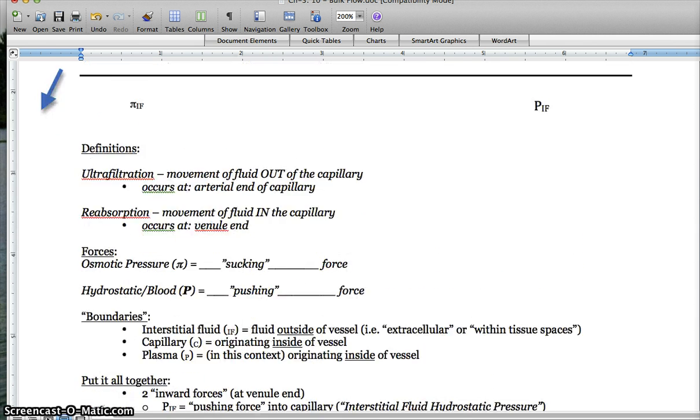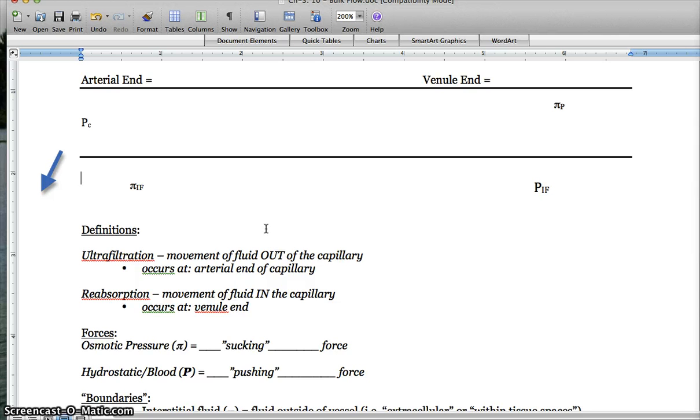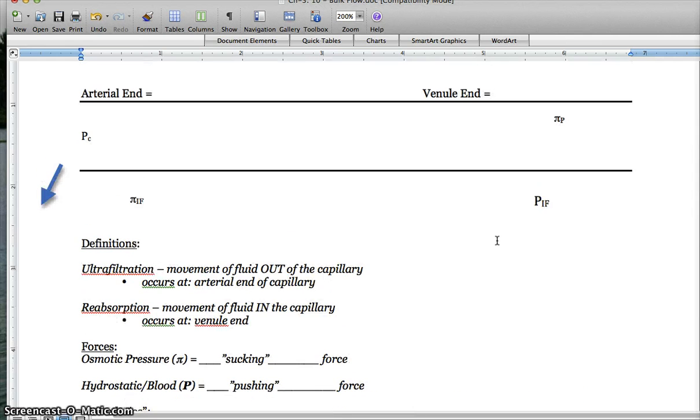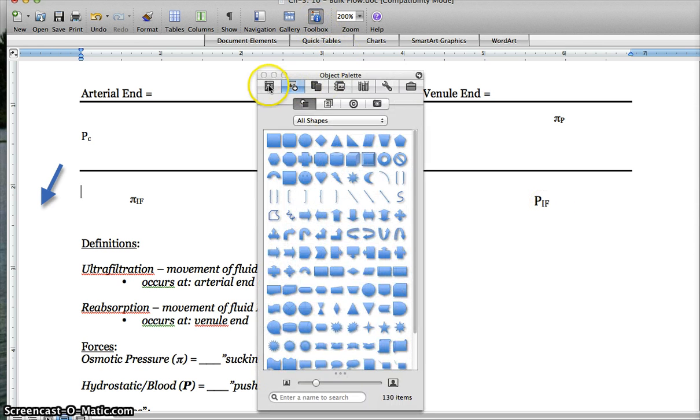So now let's put this all together. Is it a push or a pull, and is it occurring outside or inside the vessel? So let's take a look at the inward forces which are occurring at the venous end. Our first is our interstitial fluid hydrostatic pressure. So this is going to be a pushing force originating outside of the vessel. As we have blood circulate, some of that kind of wells up within our tissue spaces, and it's going to be pushed back in. So this interstitial fluid hydrostatic pressure is going to move fluid inside the vessel.